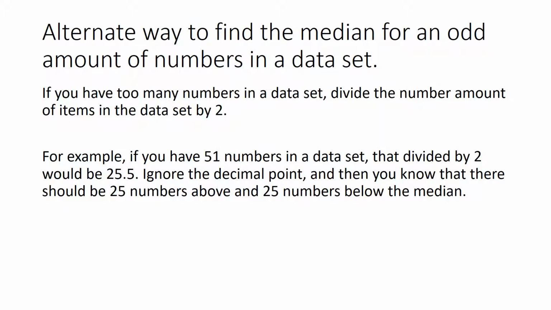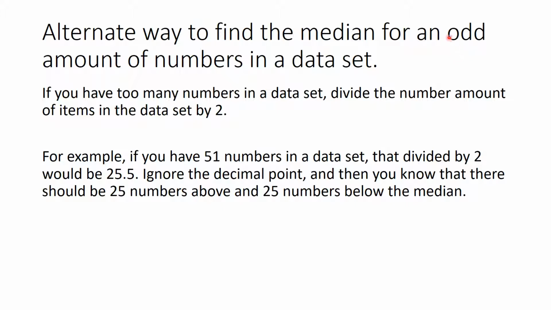Now most likely you're not going to have to find the median for a smaller data set like the last example I gave you, where there were only 5 items in the data set total. You're probably going to be given large data sets. The steps I gave you work just great and are great steps to use. But if you've got a large data set and you want a faster way to find the median, here is an alternate way to find the median for an odd amount of numbers in a data set.